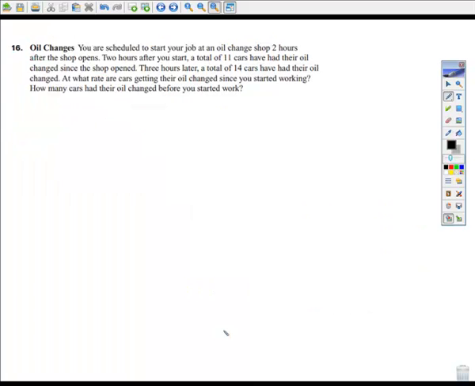Next, oil changes. You are scheduled to start your job at an oil change shop 2 hours after the shop opens. So we're going to say it opens at the 0 hour and you start at hour 2. Now 2 hours after you start, so that's 4 hours after the shop opens, there's 11 cars that have gone through and had an oil change. 3 hours later, so that would be 7 hours now since the shop opened, there's 14 cars. At what rate are the cars getting their oil changed since you started working? So we are looking for the slope, the rate of change.